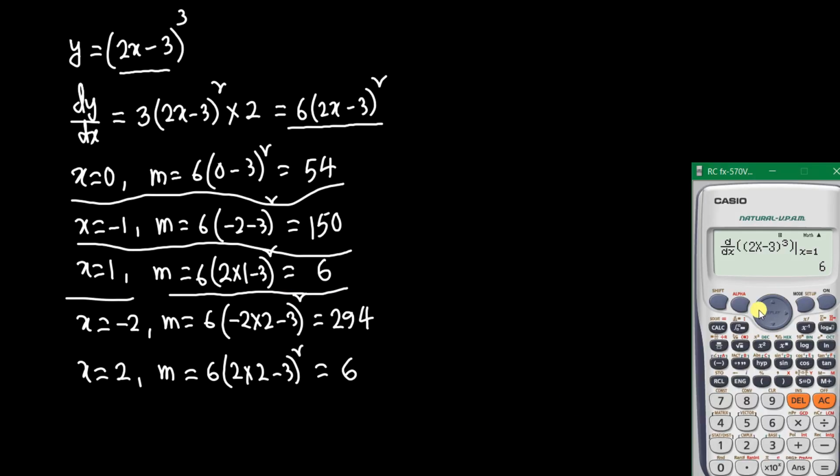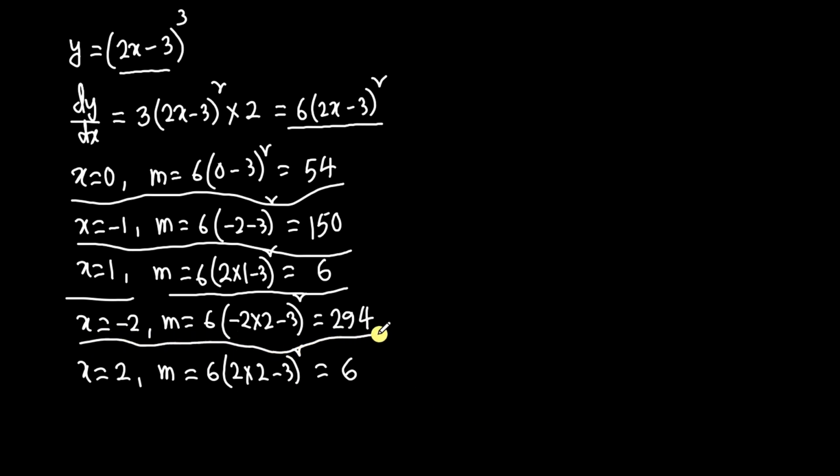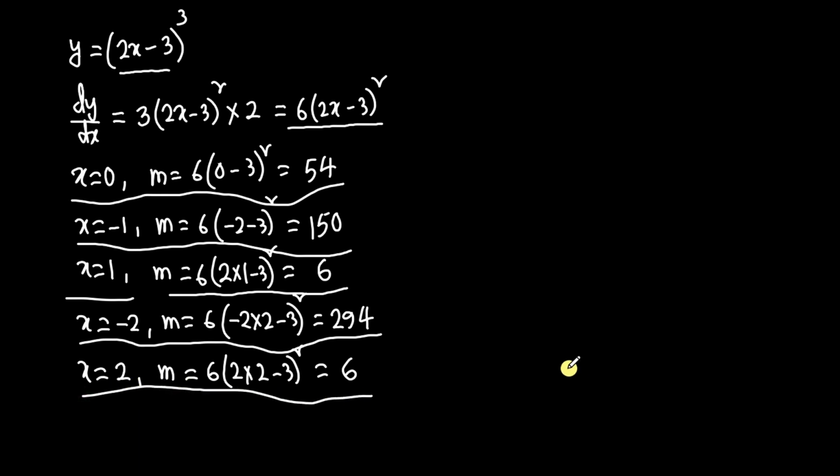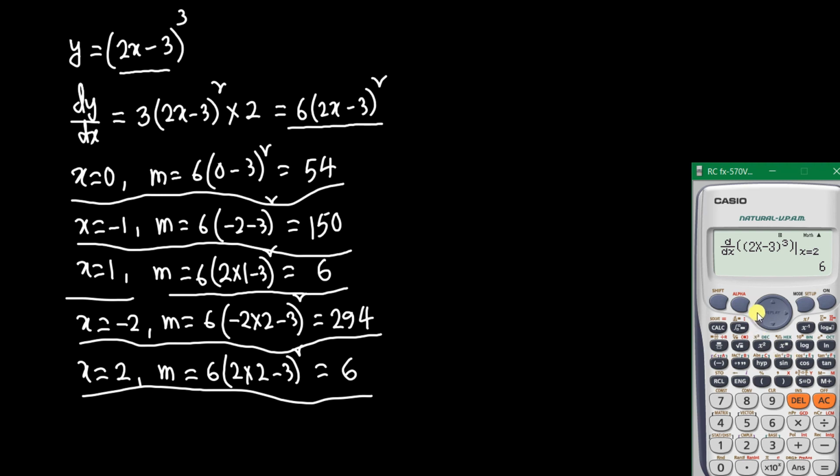Next, same, x equals minus 2, 294. Yeah, we got the differentiation, and this is the gradient of the tangent we are getting from there. And next x value, say positive 2. If we consider positive 2, it gives us 6. So like that we can use any other values. Say if we use here positive 3, then we got the gradient, 54.